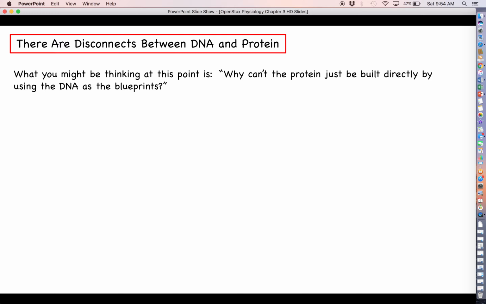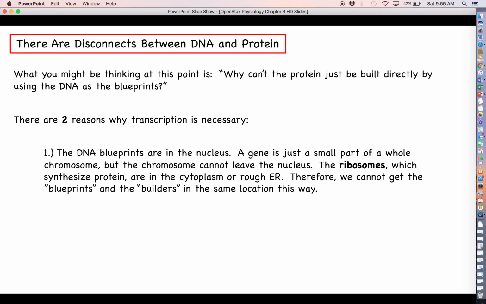So what you might be wondering is, okay, if the gene is the instructions for building one protein, why do we need messenger RNA? Why can't we just use those blueprints to build a protein directly? Why do we have to have that middleman there? Well, there are two reasons why we need that step in between the DNA and the protein. There are two reasons why we need messenger RNA. The first issue is that the DNA, the chromosomes, are in the nucleus. They're always going to be in the nucleus.